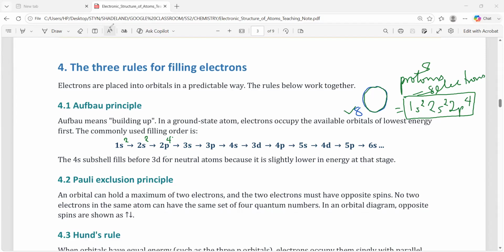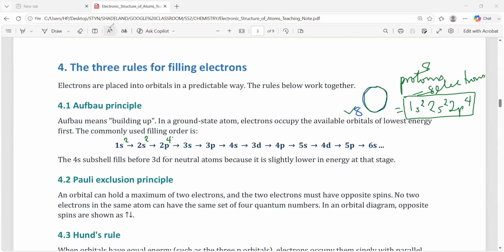For now, for Aufbau's principle, it is each subshell. Are we together? Good. Then we are done with oxygen. I want a girl now to give me another element.